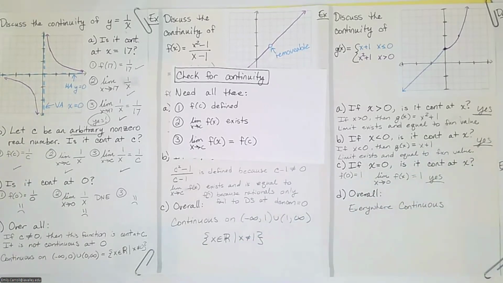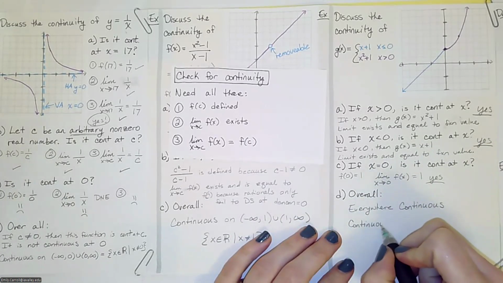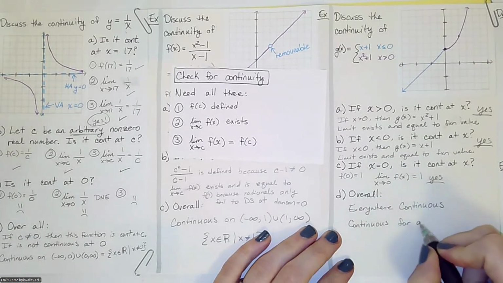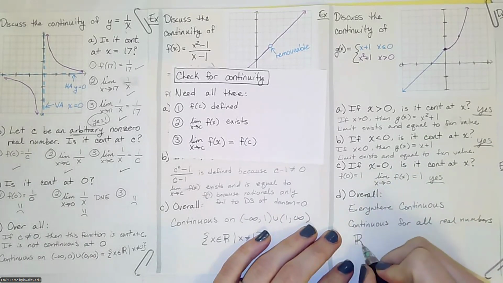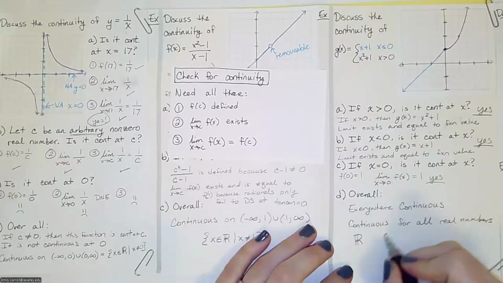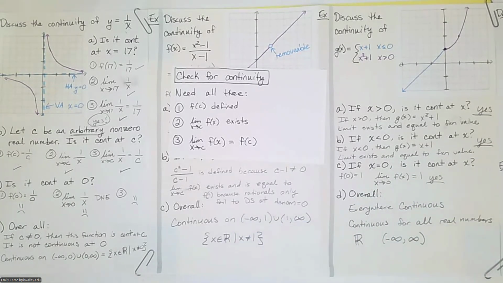Or instead of saying everywhere continuous, you could say it's continuous for all real numbers. You could say blackboard bold R, or you could say interval negative infinity to positive infinity.